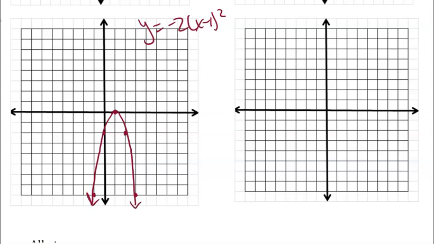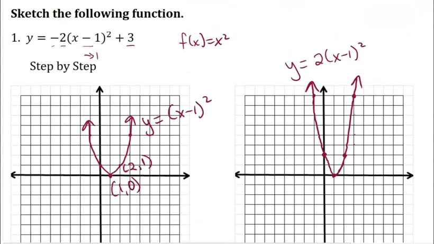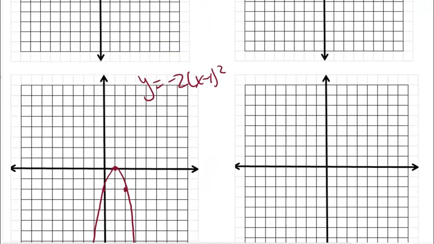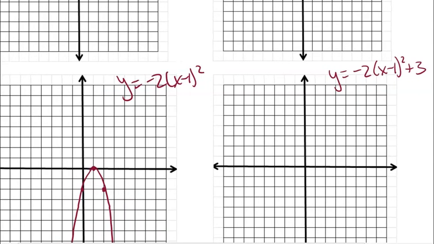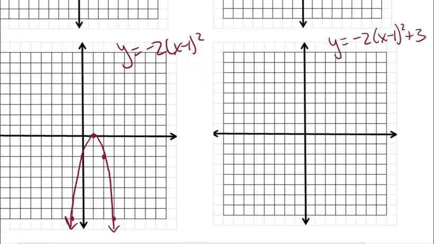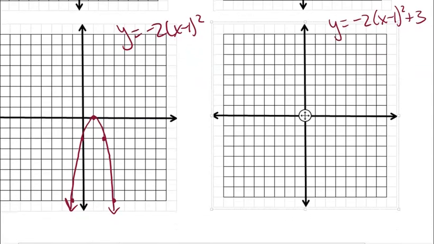And then lastly, we had a vertical shift of +3. So y equals -2 times x minus 1 squared plus 3. So I'm going to take this whole thing and shift everything up by 3. Starting at the vertex, I'm going to go from the point 1, 0 to the point 1, 3. And then right 1, down 2, and then right another 1 and down 6. 1, 2, 3, 4, 5, 6.